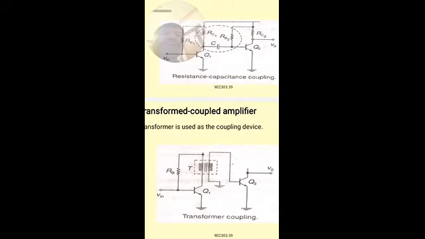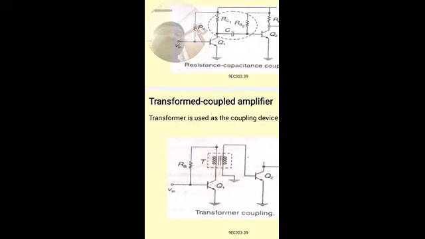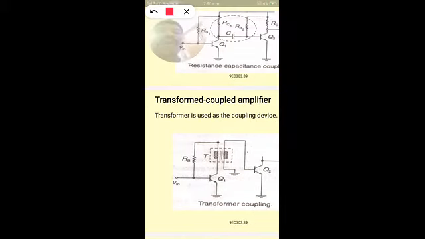So here in the transformer coupled multi-stage amplifier, the output of one stage is connected to the input of the next stage. Output of first stage: here we will get the output of the first stage at the collector of Q1, and that is connected to the input of the next stage, that is the base of Q2, through this transformer. So here the output of the first stage will be obtained at the primary winding of the transformer, and that is connected as input to the next stage through the secondary winding. So here the input of the second stage amplifier is the secondary winding.